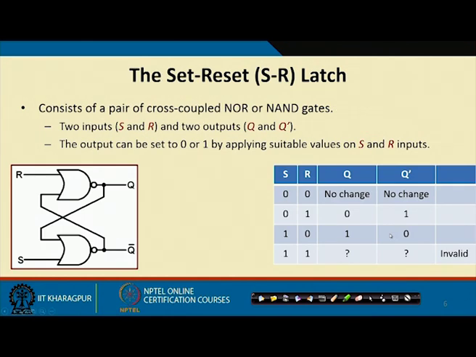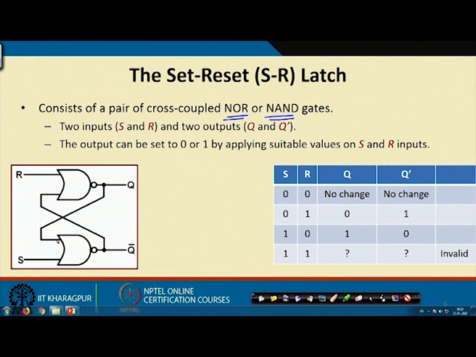We start with the most basic kind of a latch, the set reset latch or SR latch. This is the most fundamental of the storage elements, and let us try to understand how this works. Well, a set reset or SR latch consists of a pair of cross coupled NOR or NAND gates. Now, in this diagram I am showing cross coupled NOR gates. Why do I call it cross coupled? Because you see there are 2 NOR gates, and the output of one is fed to the input of the other.